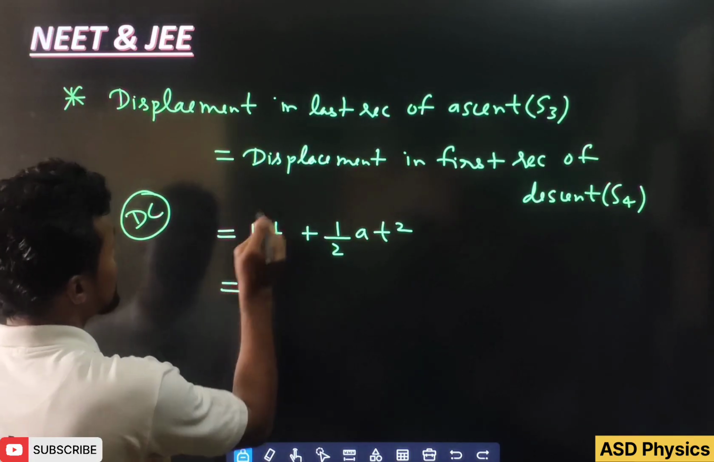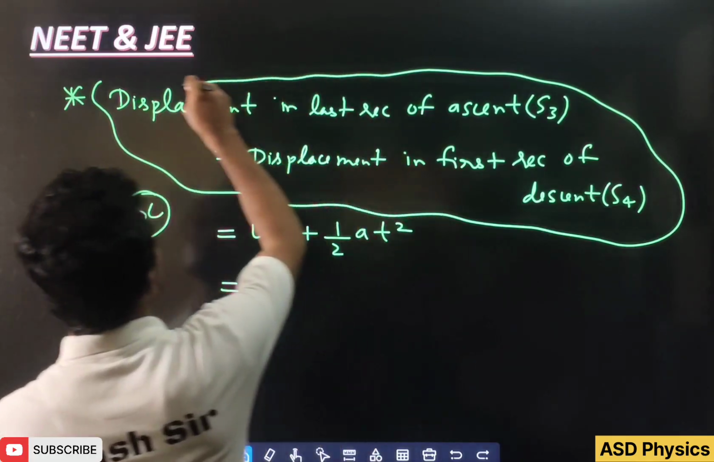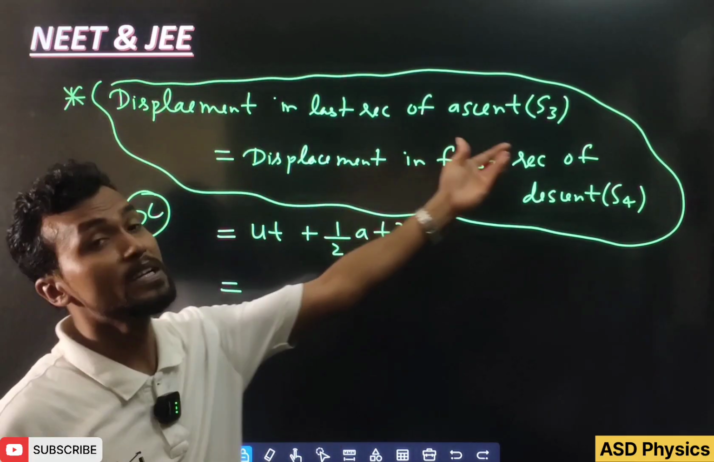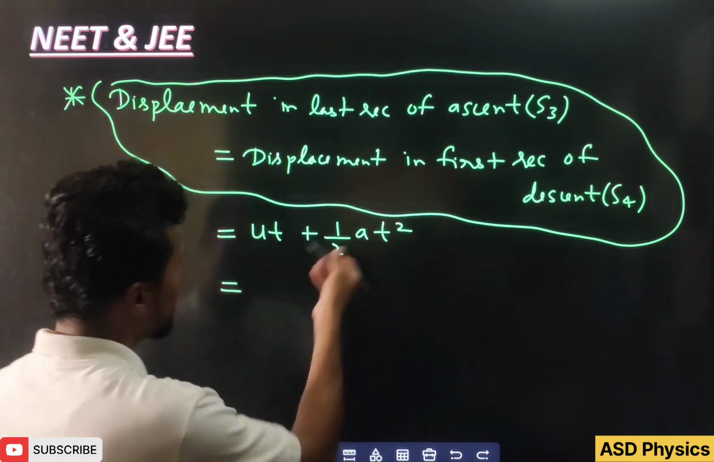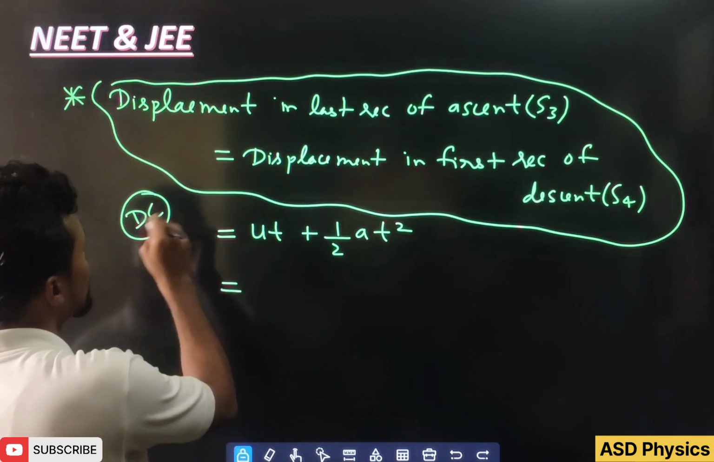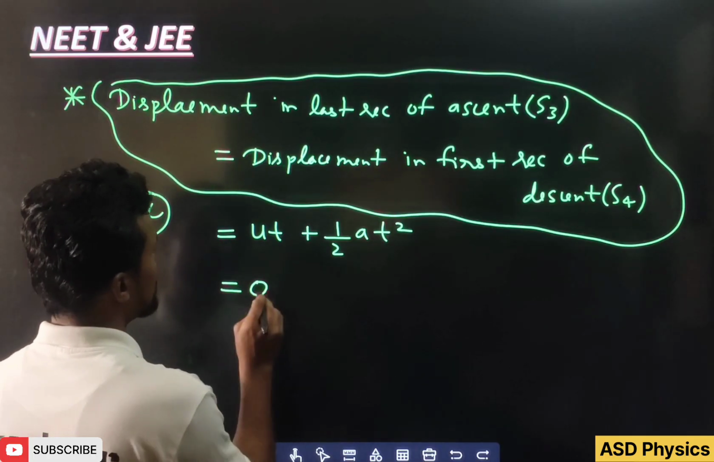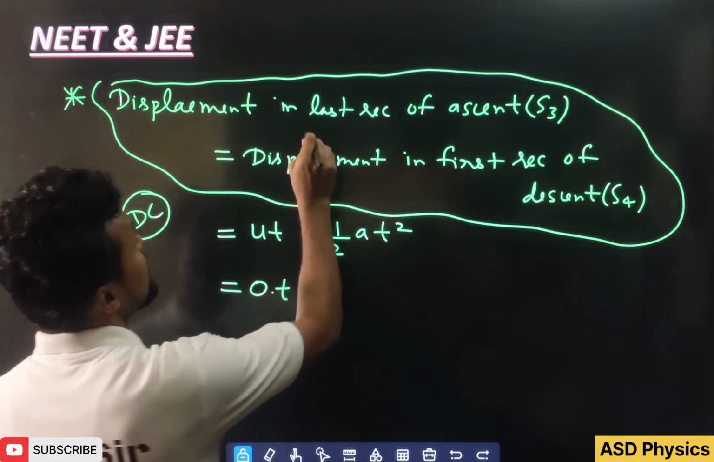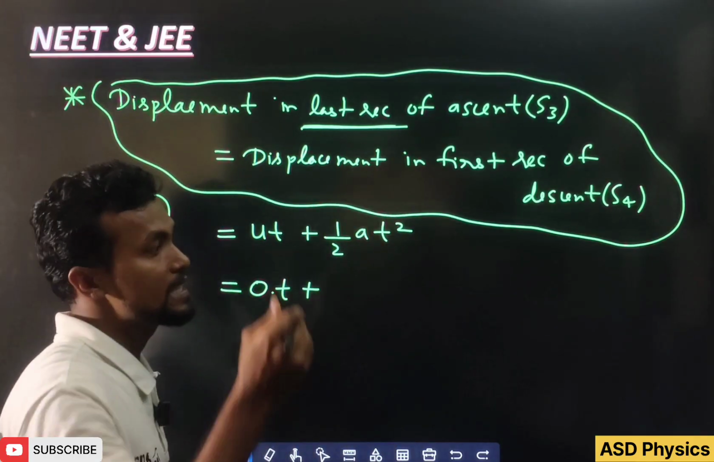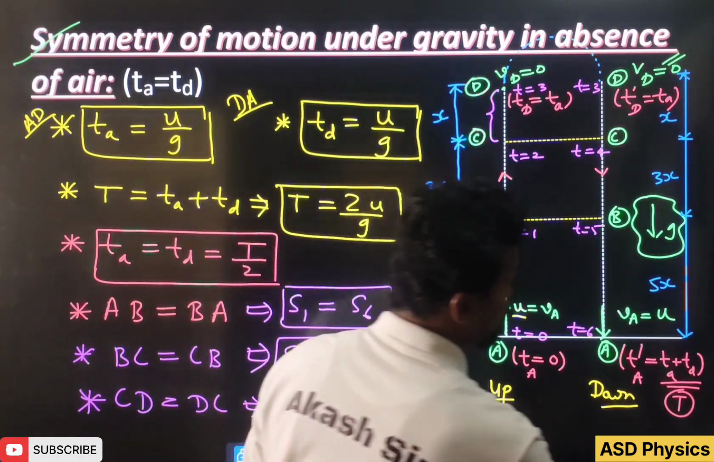So remember that up to this is clear, this is done, okay. But now I am calculating displacement in the last second of ascent, or displacement in the first second of descent. So if I use the formula ut plus half at square from D to C, at point D what is the initial velocity? 0 into t. T is how much here? 1 second. Last second, that means t equal to where? T equal to 2 to t equal to 3.